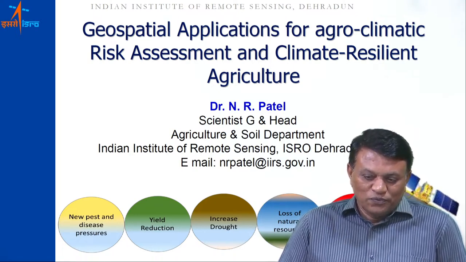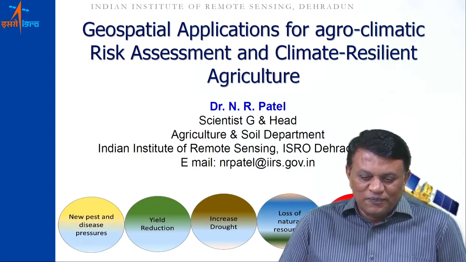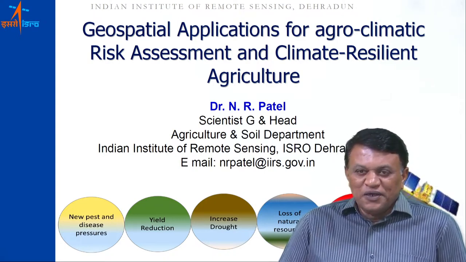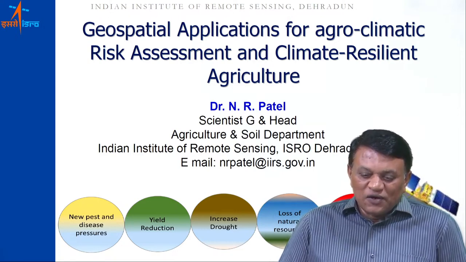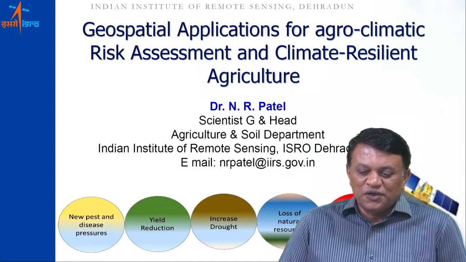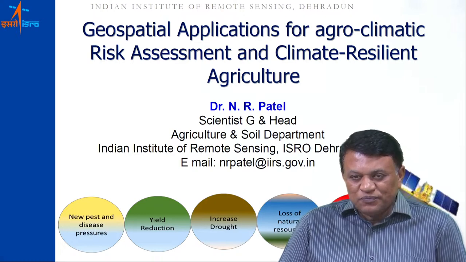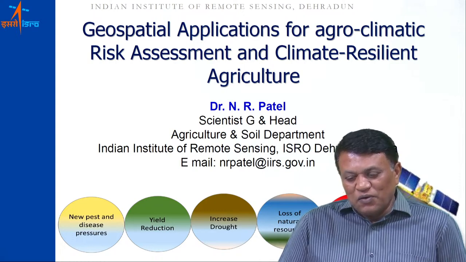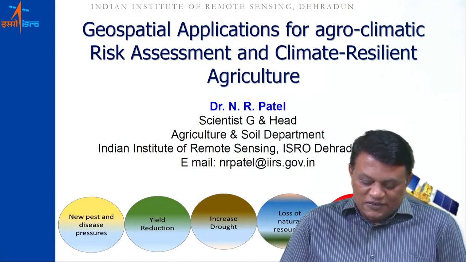As all of us know, climate change is threatening agriculture across the world and causing anomalies in crop performance due to various effects. These may be new pest and disease incidence, a decline in crop yield, increasing frequency of drought, loss of natural resources, including biodiversity, as well as increasing greenhouse gases causing global warming. All these effects cumulatively affect agriculture.